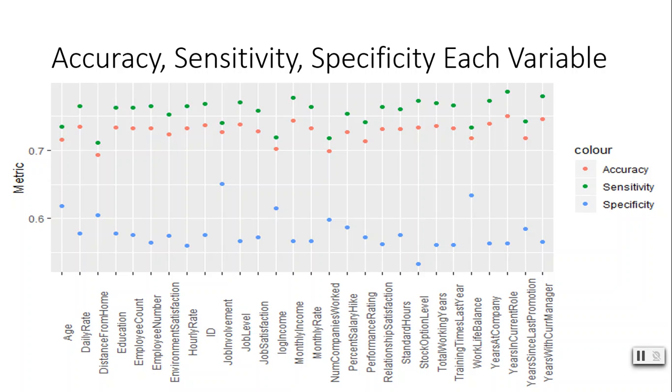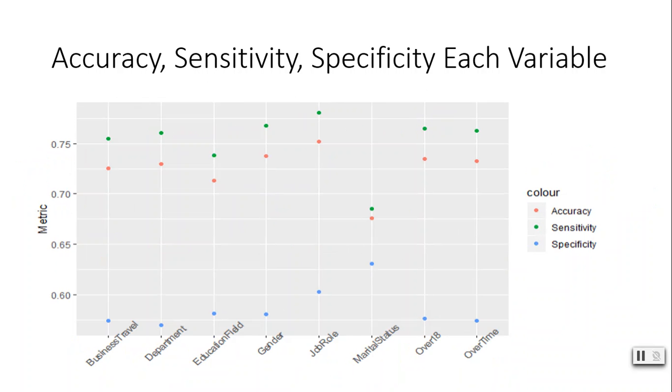The best candidate variables for inclusion seemed to be monthly income, and the particular best one was work-life balance, as we can see that the specificity and the sensitivity were closest to one another, and they were both very high.